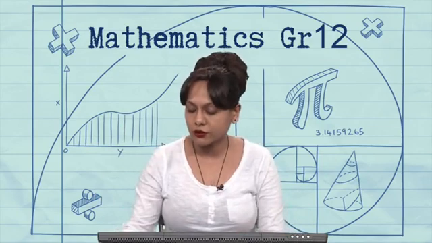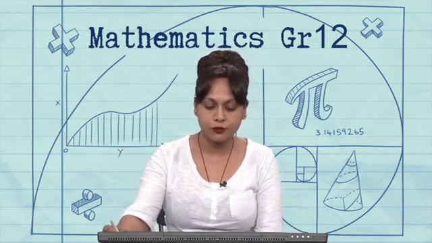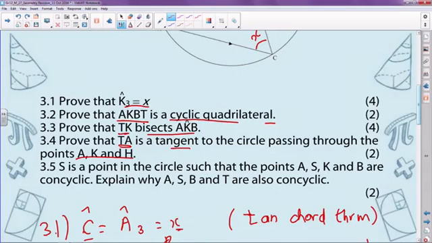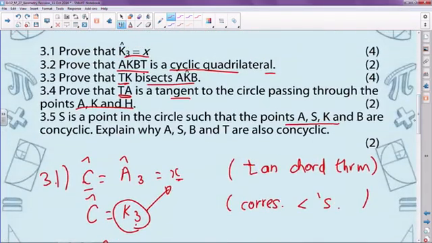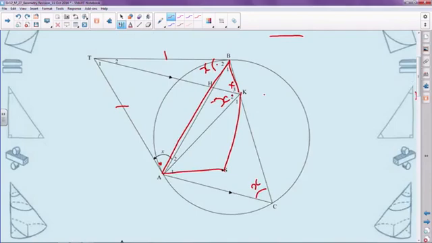We've got one more to do. Let's go through it very quickly. I'm probably not going to have time to write down the proof, but I just want to go through the logic with you. They tell you that S is a point on the circle such that the points A, S, K, B are concyclic. Concyclic means it's a cyclic quad. And they then say, you need to explain why ASBT would also then be concyclic. So let's quickly get another color. We've got ASBT, going like that. Say why that would be concyclic.